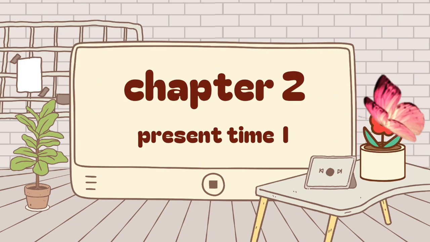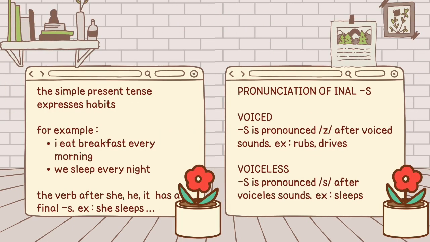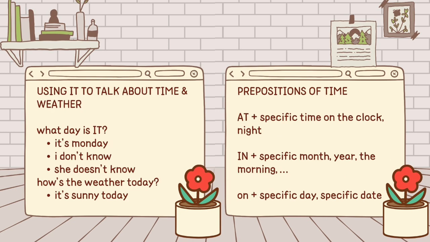Chapter 2, Present Time Part 1. The simple present tense expresses habits, such as I eat breakfast every morning, we sleep every night. And for the third person, we use final s after the verb. We can use the simple present for yes-no questions, questions with where, questions with when, using it to talk about time and weather, and prepositions of time.